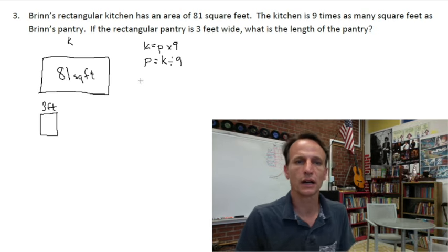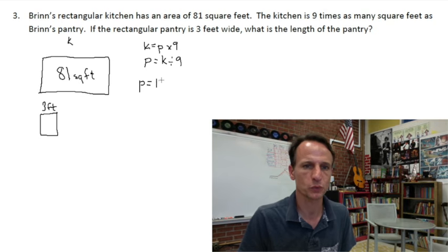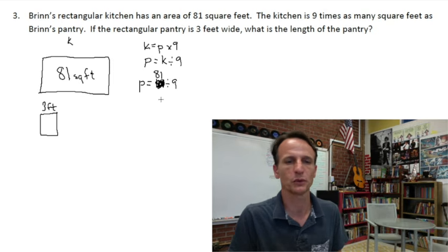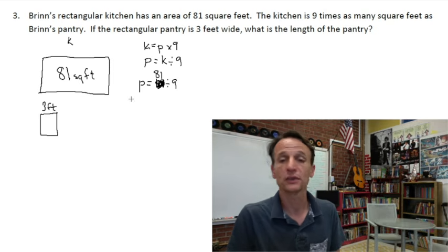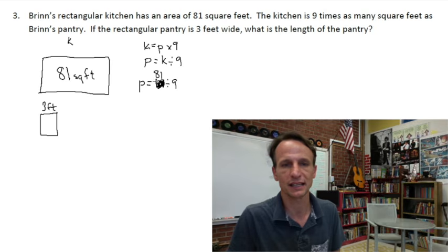And so if I go ahead and then say, well, I do know what the kitchen is. The kitchen is 81 square feet. So if I divide that by 9, I'll get... I wrote 18. 81. Look at that. Even I make mistakes. I'm just going to cross it out. That's the best thing to do. 81 divided by 9. Mistakes are good. It's called learning. Okay, so pantry's area is 81 divided by 9.